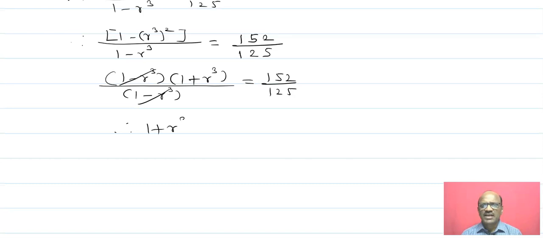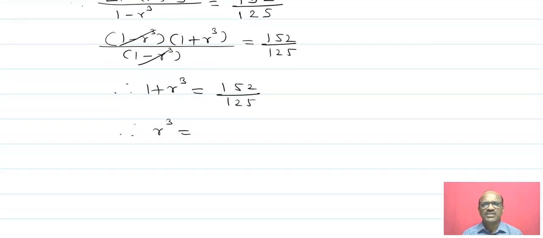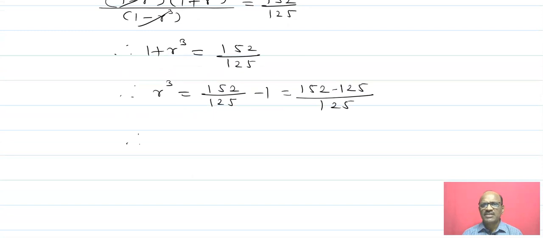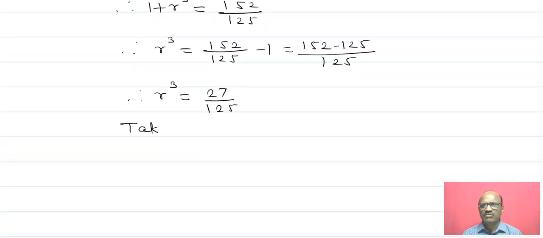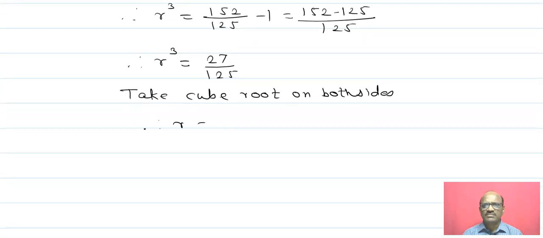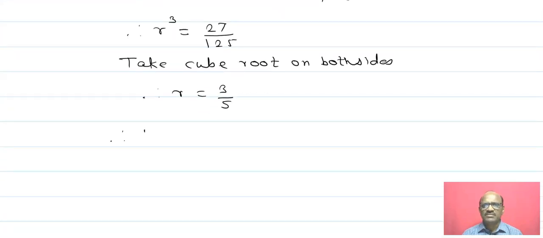That is, 1 minus R cube in the numerator and denominator get cancelled. Therefore, we are getting 1 plus R raised to 3 is equal to 152 upon 125. Therefore, R cube is equal to 152 upon 125 minus 1. Now simplify this. That is 152 minus 125, that is 27 upon 125. Therefore, take the cube root on both sides. Therefore, R is equal to 3 upon 5. Hence, R is equal to 3 upon 5.